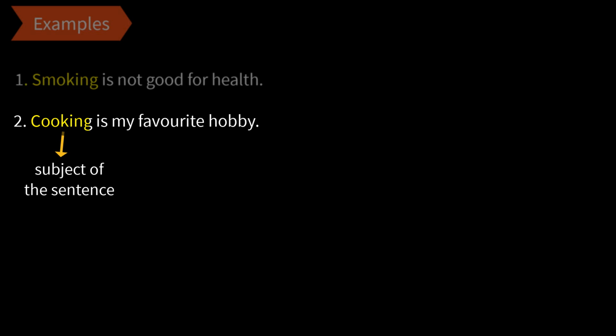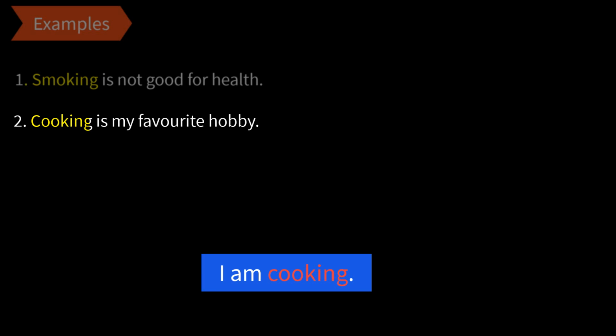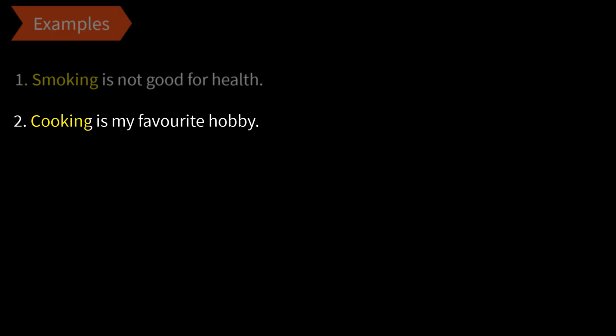But if I said, I am cooking, in that case cooking would be the action verb of this sentence. I am cooking. Cooking is the main verb here. But in this example, cooking is my favorite hobby. Nobody is performing any action. We're just talking about something. What is that? Cooking. Cooking is my favorite hobby.